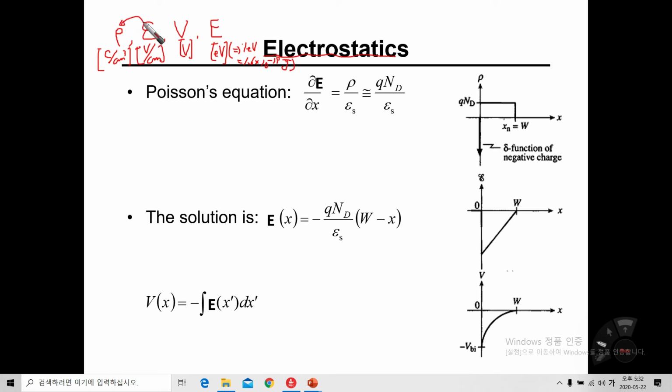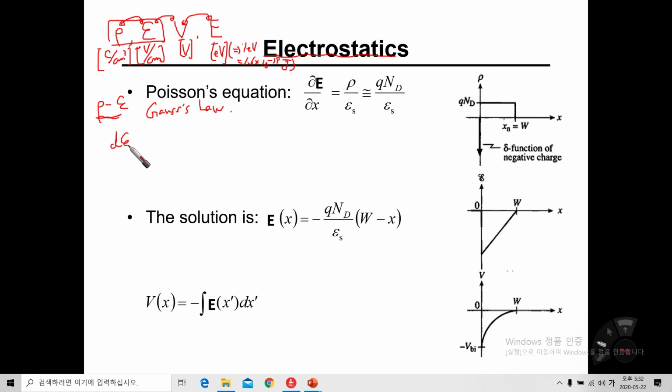And notice that those four variables are closely associated with each other. How? The first two, rho and E, are closely associated with each other through Poisson's equation. In electromagnetic class, EM class, you have learned Poisson's equation, or Gauss's law. I have explained it in this lecture as well.